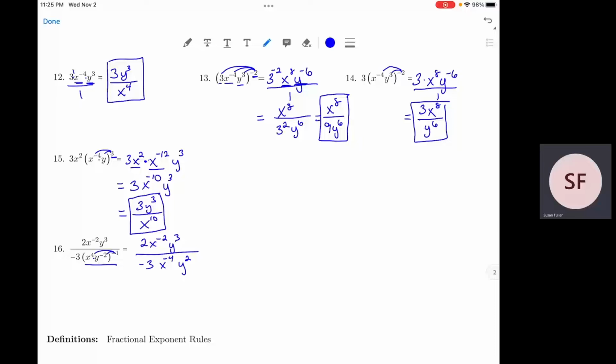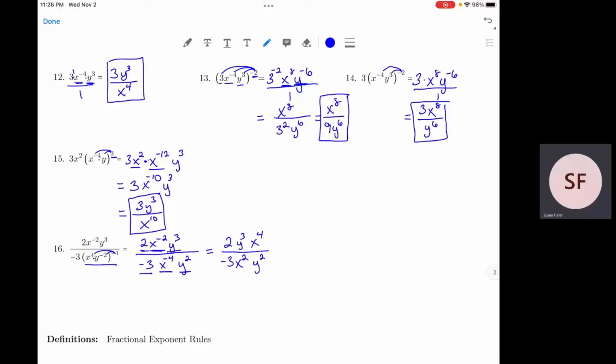Okay, I have some negative exponents here, so I'm going to play should I stay or should I go. The 2 is going to stay. The x to the negative 2 is going to go, so I'm going to put that down here on the bottom. Y to the third, that's going to stay. Negative 3, that's going to stay. X to the negative fourth, that's going to go. And y to the second power, that's going to stay.